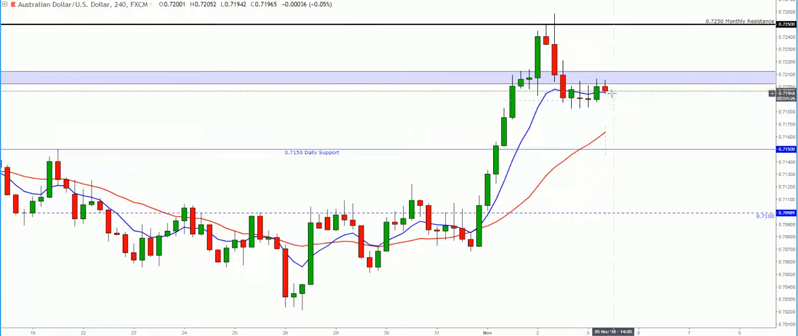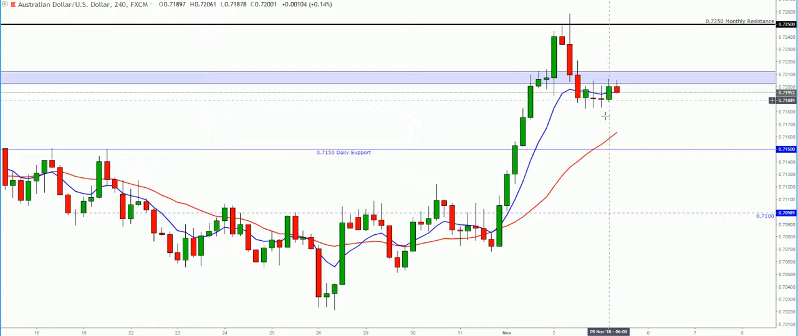Again, the last candle did break back above that exponential moving average, but failed to break into this resistance zone with any sort of conviction, and now we appear to be reversing from there. So overall we'll just have to wait and see, but I do anticipate the 0.7150 here.